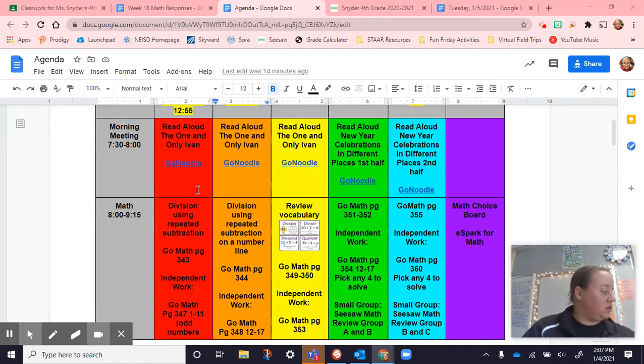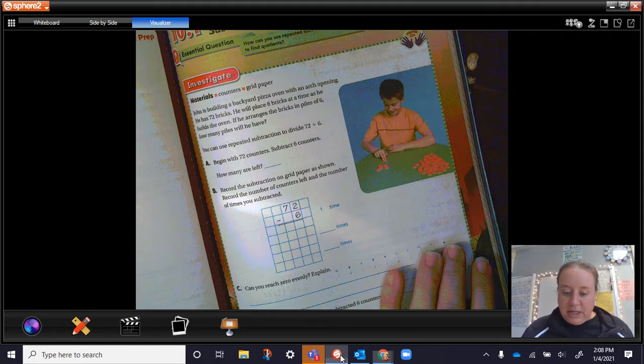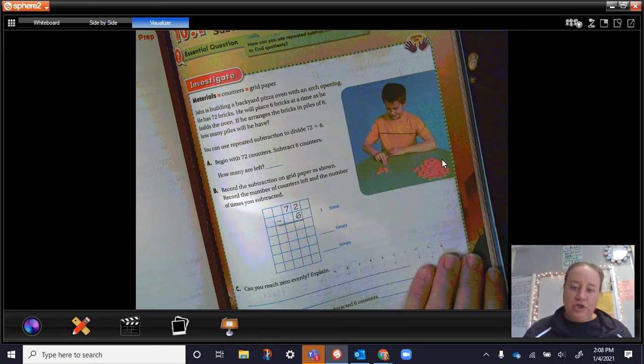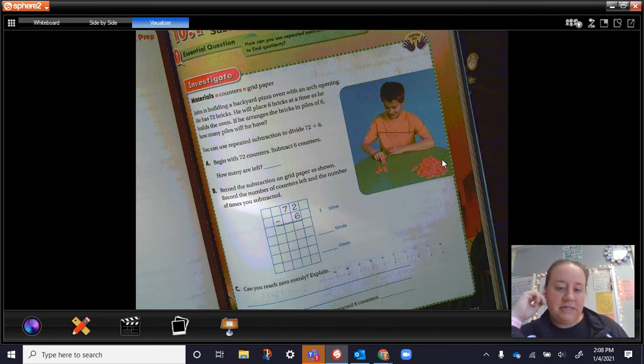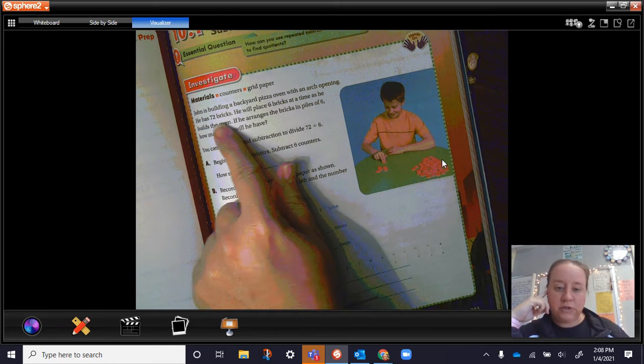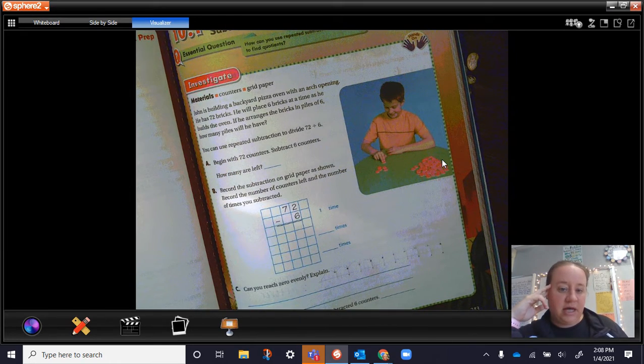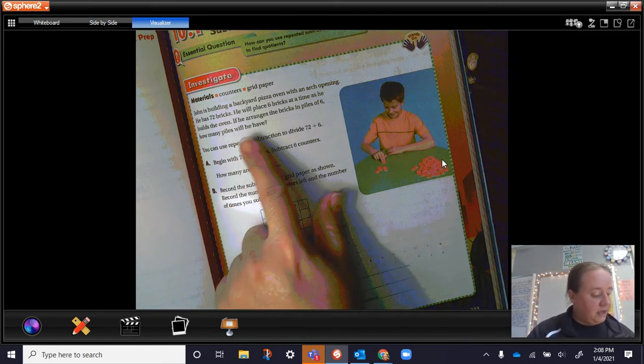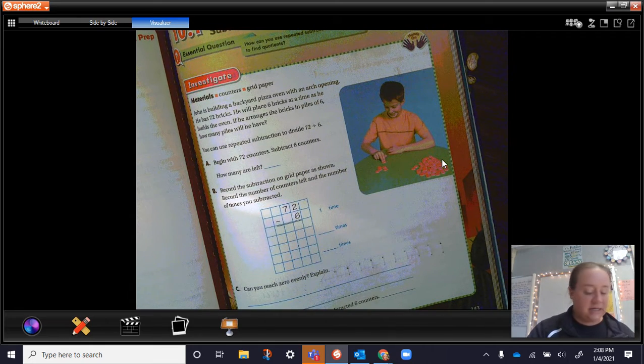And so we went to page 343. Let me get out my book here. So in 343, we've got John, and John is building a backyard pizza oven with an arc opening, and he's going to use 72 bricks. And each time he's going to place 6 bricks at a time to build his oven. So if he arranges the bricks into piles of 6, we want to know how many piles he has.